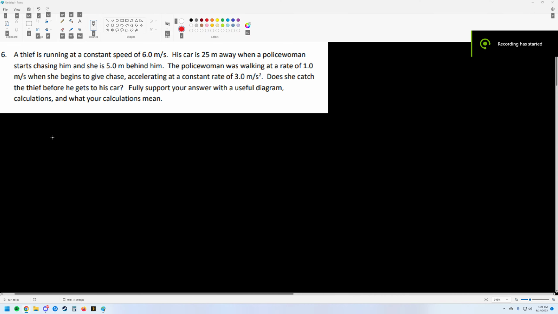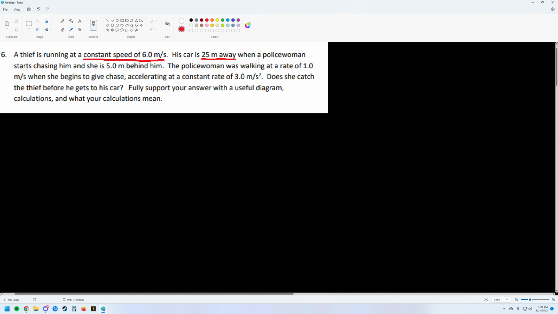All right. This is problem number 6 on our first quiz, second quiz, something like that. A thief is running at a constant speed of 6.0 meters per second. His car is 25 meters away from him when a policewoman, change that to purple, starts chasing him and she is 5 meters behind him.